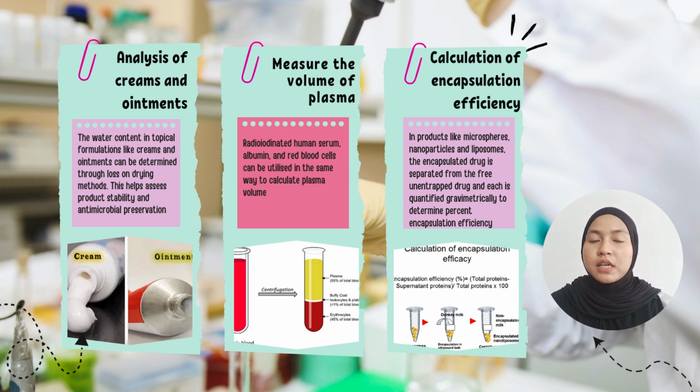Gravimetric analysis is used to measure the volume of plasma. Radioiodinated human serum albumin and red blood cells can be utilized in the same way to calculate plasma volume. In fact, this is one of the most widely used applications of gravimetry in pharmacy.